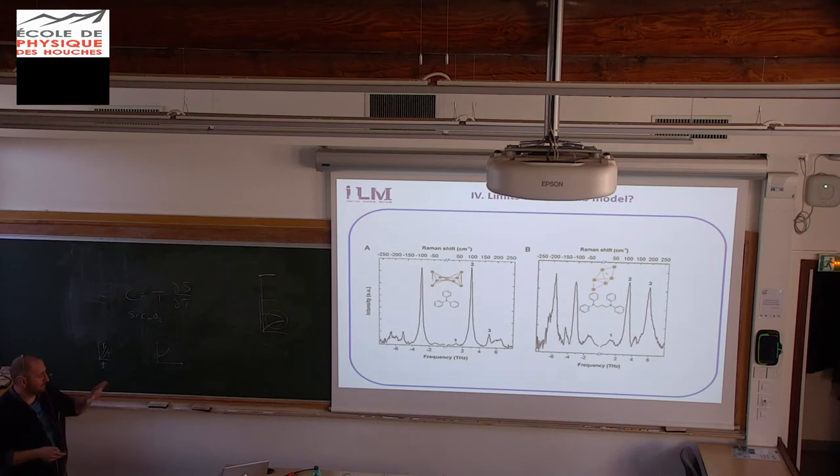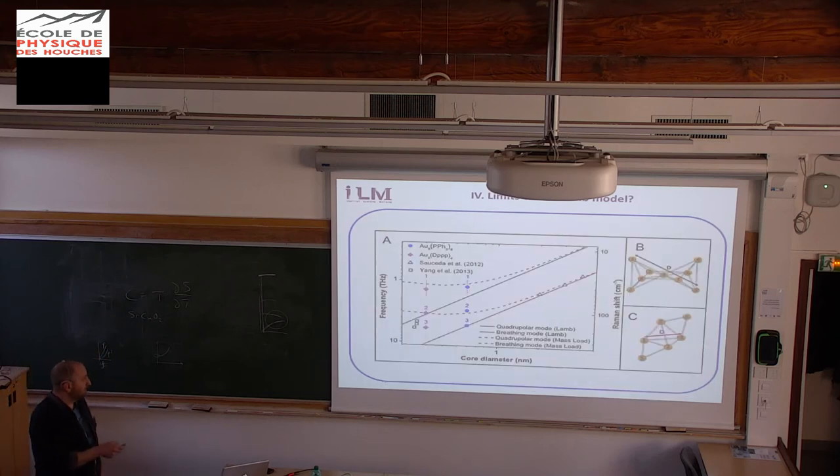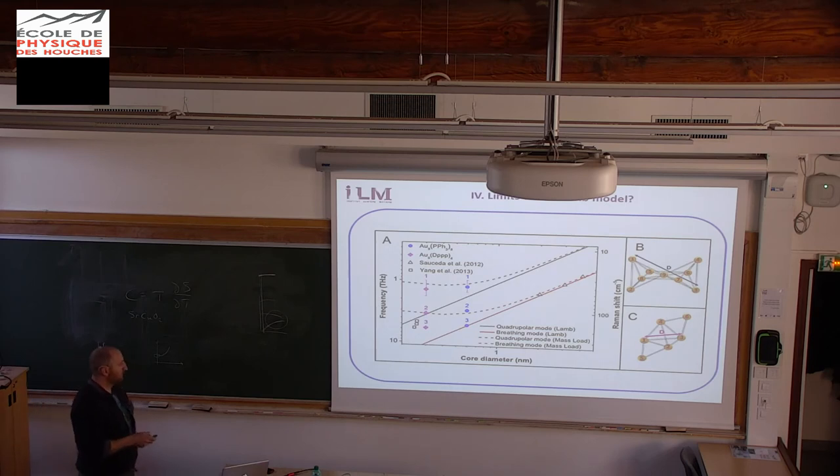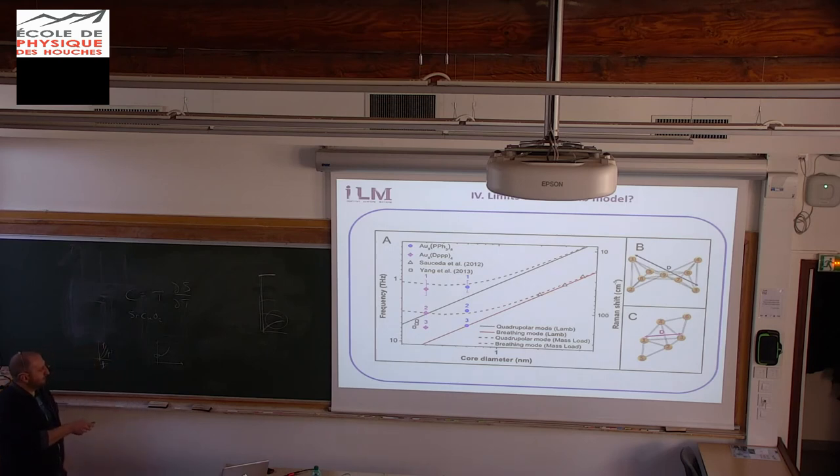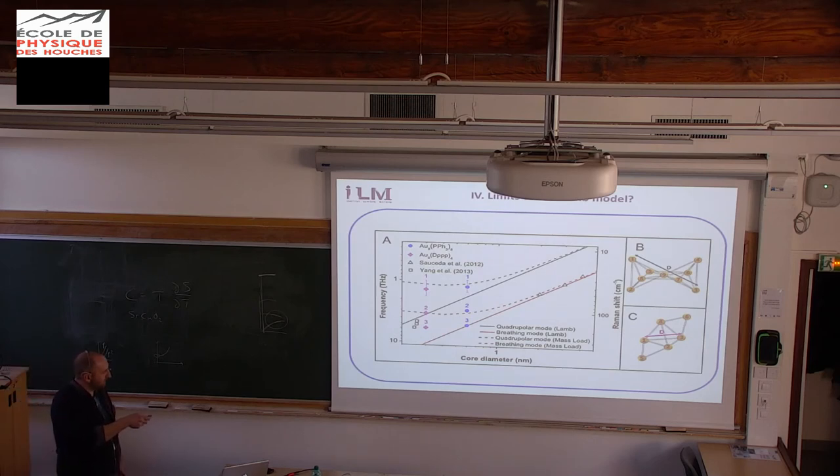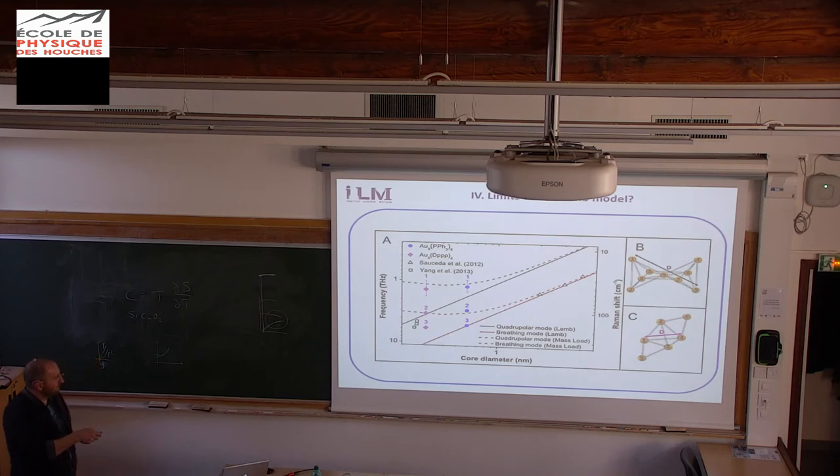I will go quite fast on that, but if we report the frequencies we measured, we consider that we have a sphere with these diameters, maybe not a good way to do that. Here we report our data on our spectra. So this is a Lamb model, with a breathing mode and a quadrupolar mode, and you see that the measurements we have done are far from the Lamb model.